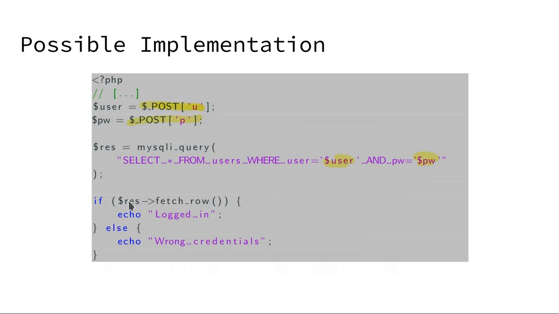And then we check if there's a result. Then the user is logged in, because obviously there was a database row that had the user like this and the password like this. And in case there's no result, then we say, okay, these credentials are obviously wrong and the user is not logged in. Why is this a problem?